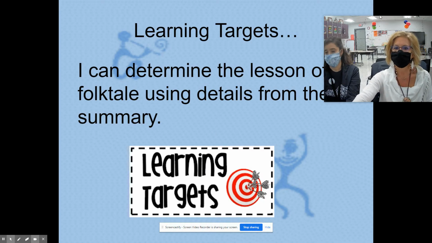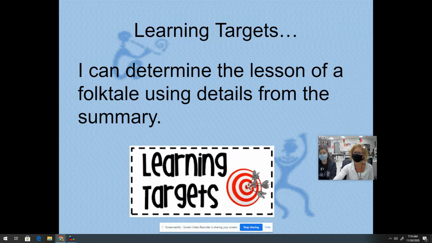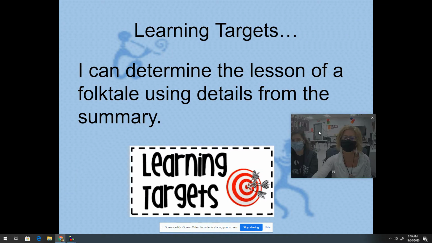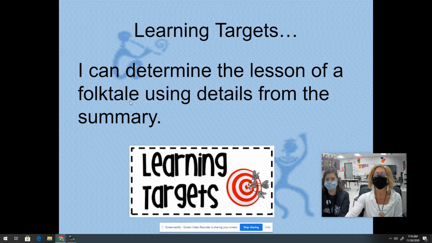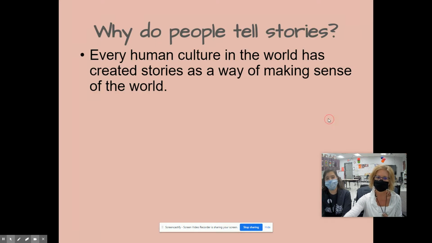So this week, our target is being able to determine the lesson of the folktale and using details from the summary. We've done some of that when we were reading those other folktales, and you were doing the 5-finger retell. You were determining the lesson. We've talked about that as we've been doing summaries before, so it's not brand new. We're just focusing in on that lesson.